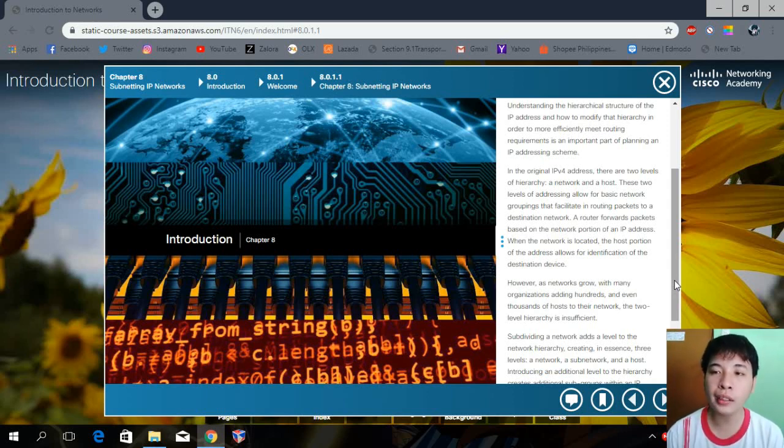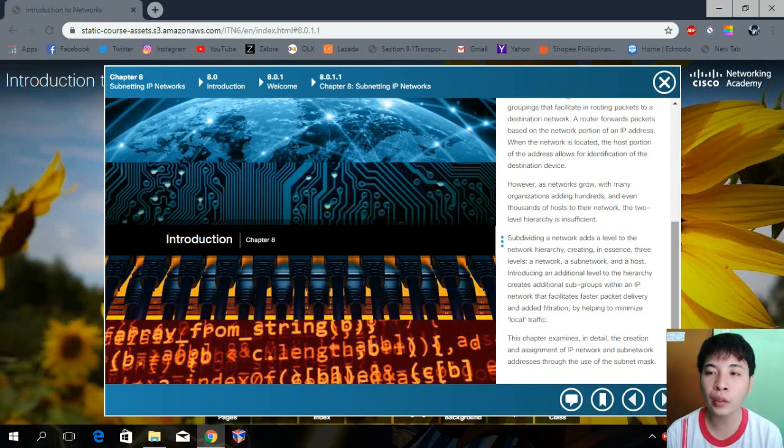However, as networks grow with many organizations adding hundreds and even thousands of hosts to their network, the two-level hierarchy is insufficient. Subdividing a network adds a label to the hierarchy, creating in essence three levels: a network, a subnetwork, and a host. Introducing an additional label to the hierarchy creates additional subgroups within an IP network that facilitate faster packet delivery and added filtration by helping to minimize local traffic.